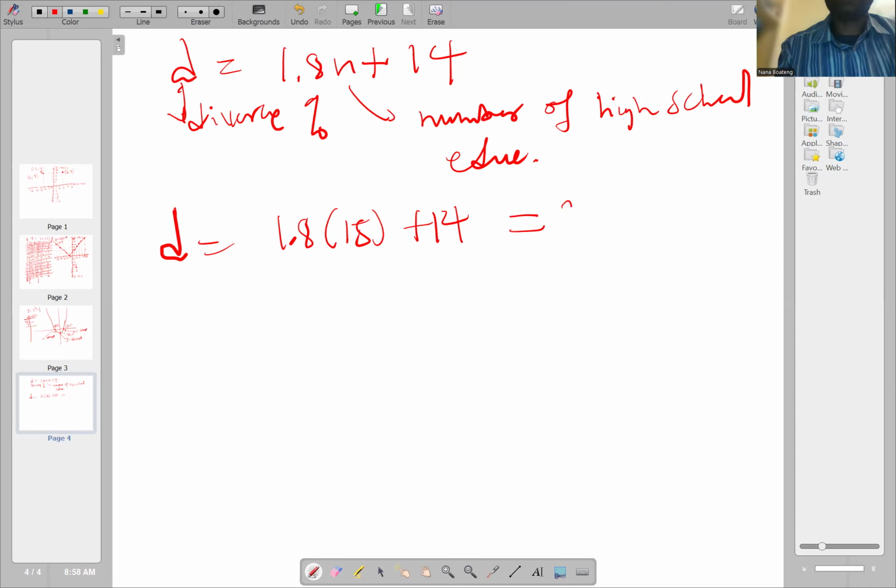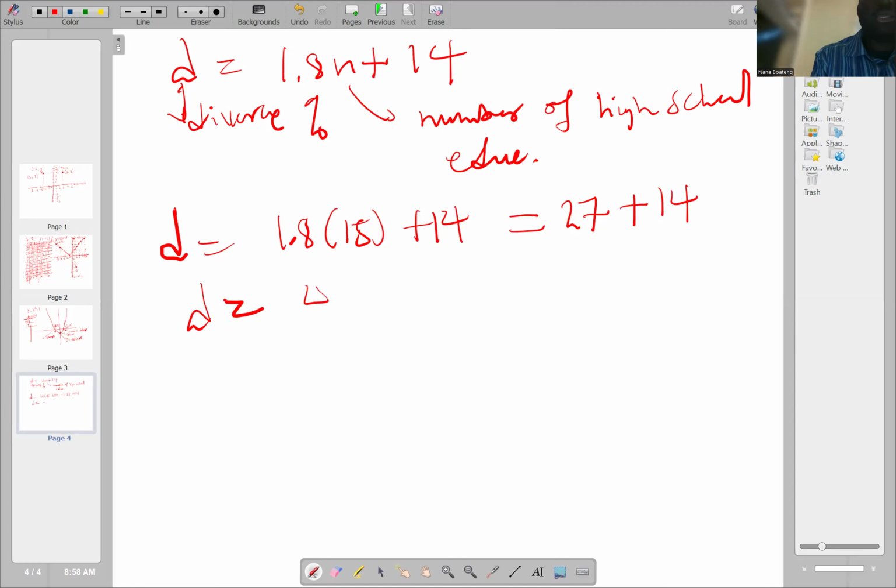So this is 27. And we add 14. So 1.8 times 15 is 27 plus 14. So this gives us 41. 27 plus 14 gives us 41. So D is equal to 41%. So the percent of divorce rates given 15 years of high school education is 41%. All right, so let's go back to our slides.